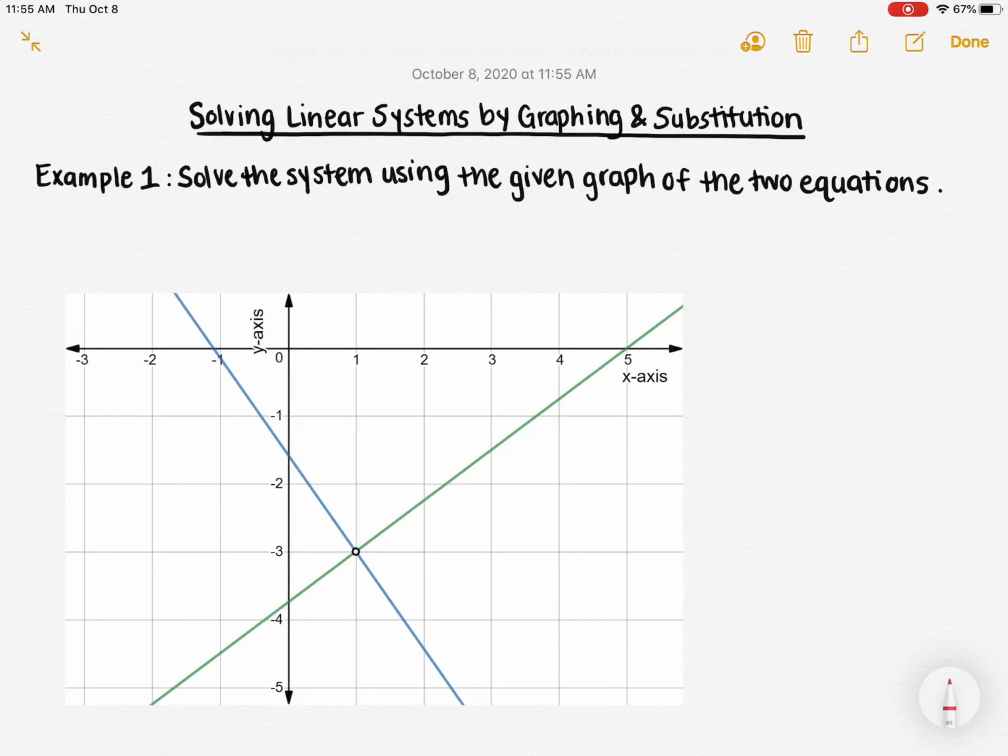Hey everyone, in this video I'm going to be reviewing how to solve a linear system by looking at a graph and then also by the substitution method. So in the first example, we need to solve the system using the given graph of the two equations.